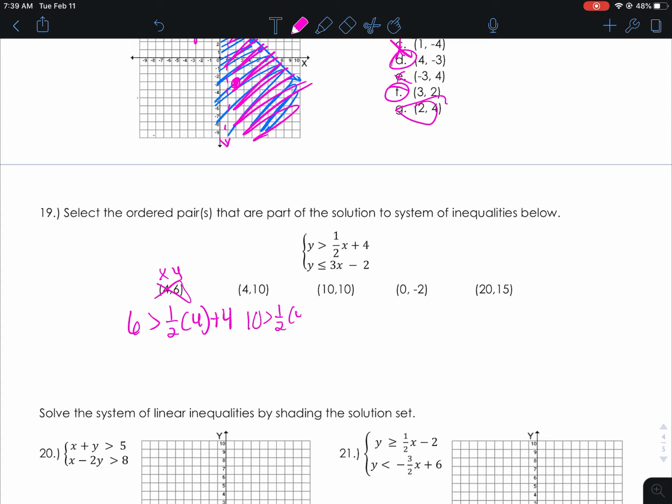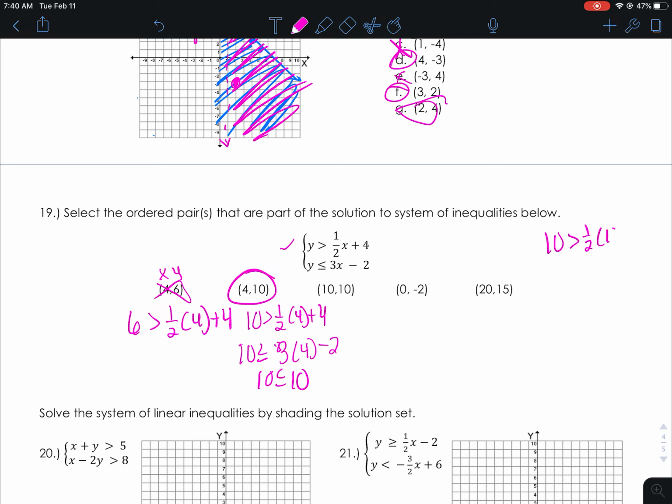So 10 is greater than 1/2 times 4 plus 4. That's like 10 is greater than 6, so that works for the first one, and then we'll check the second one. So 10 is less than or equal to 3 times 4 minus 2, which is 12 minus 2, which is 10. So that works because 10 is less than or equal to 10. So you're just basically plugging them in and checking.